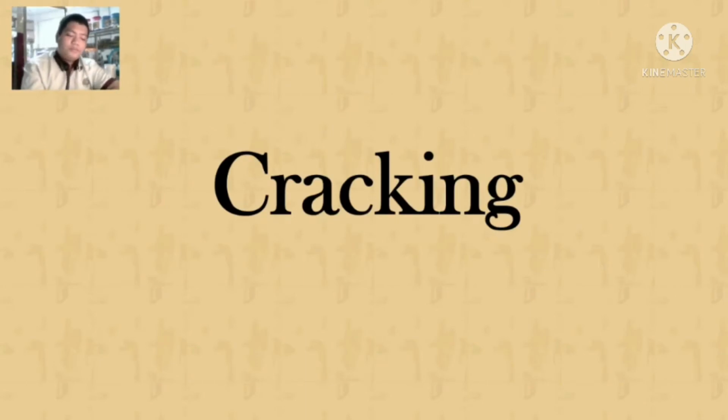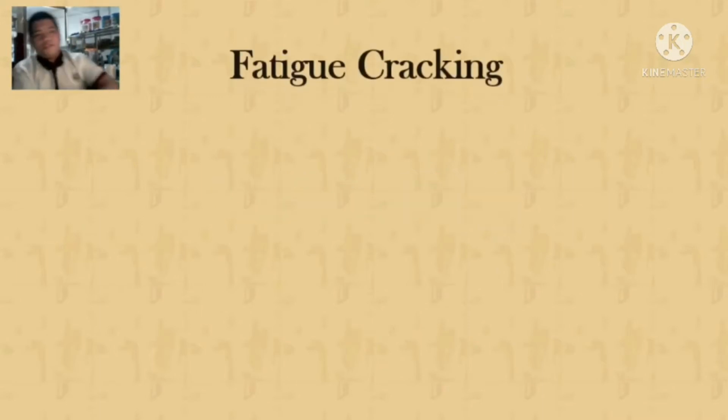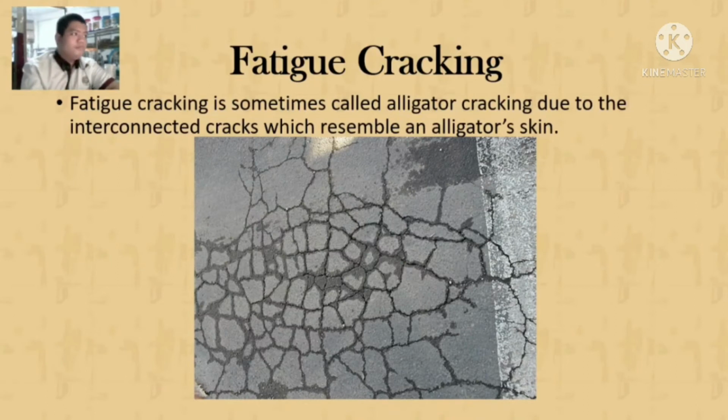Several different types of cracks can develop in asphalt pavements. The repair depends on the type of crack. Some cracks are load-related and some are attributable to temperature or environment. First is fatigue cracking. Fatigue cracking is sometimes called alligator cracking due to the interconnected cracks which resemble alligator skin. Fatigue cracking is caused by load-related deterioration resulting from a weakened base course or subgrade, too little pavement thickness, overloading, or a combination of these factors.